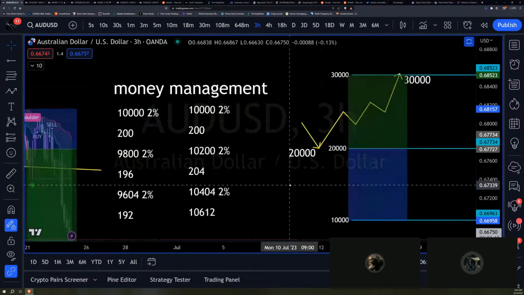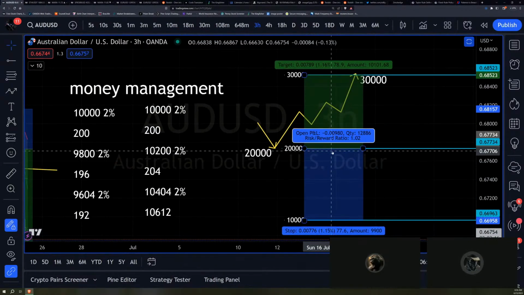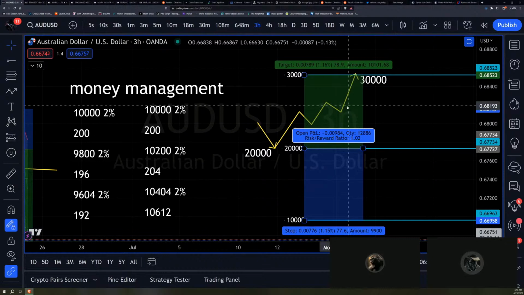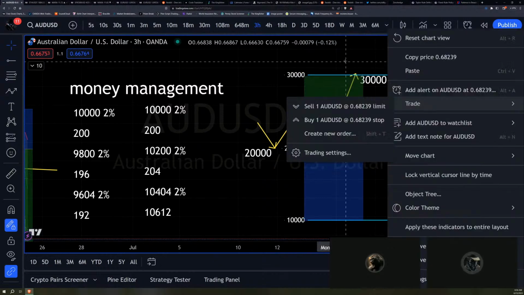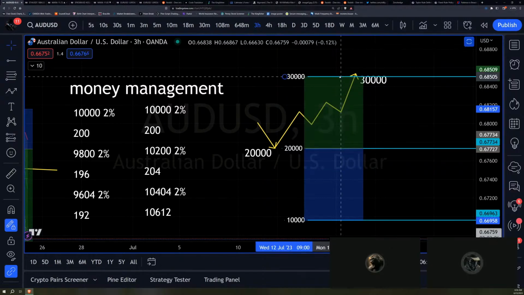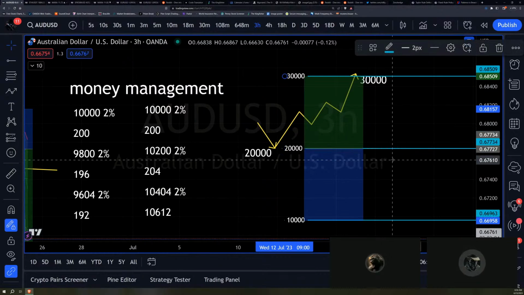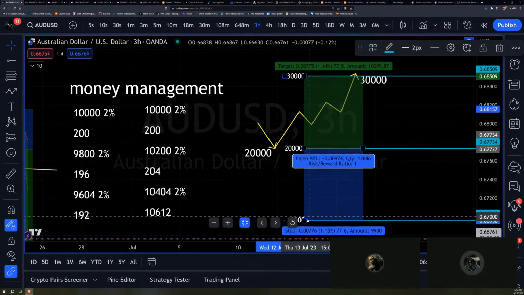And that's a 1-to-1 risk to reward ratio. Look at that, 1.02, because I'm just drawing this. It's not exact, right? But that's a pretty good eyeball right there. I was pretty close.